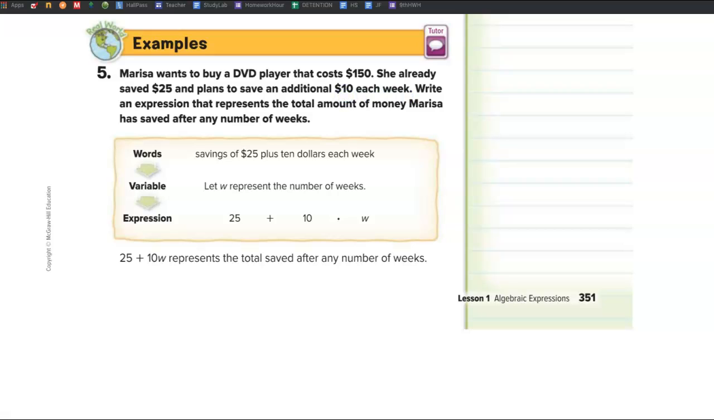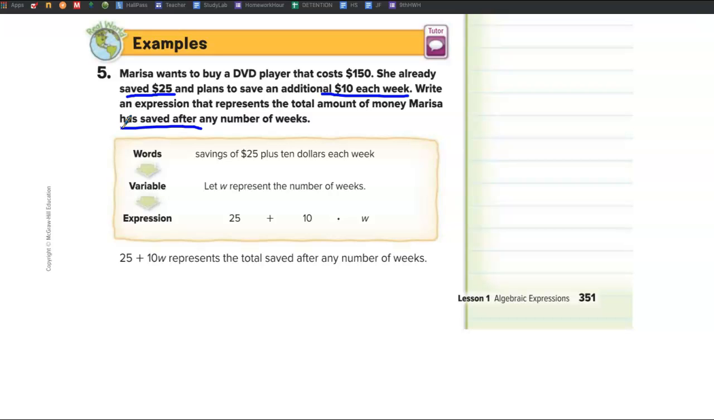It already said 25. Why do we not need to know about the 150? Because it's the total, right? What does the question ask us? It's asking how much she has saved after any number of weeks. So we're just writing the expression to represent how much she has saved, so how much is in her account after X number of weeks. We don't need to know how much the DVD player costs yet.